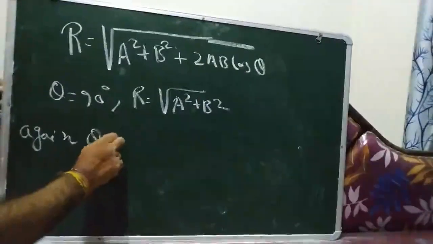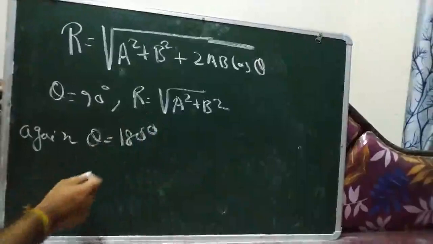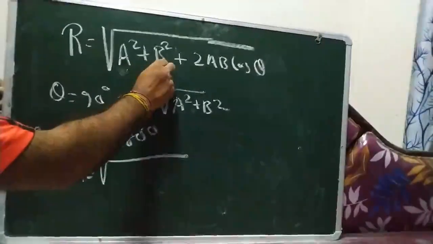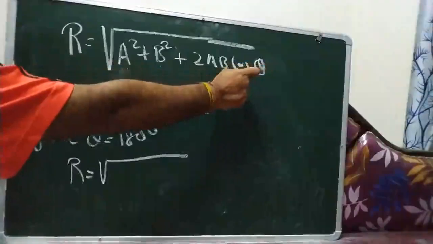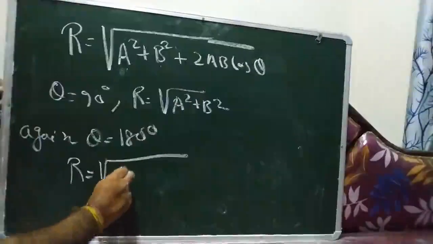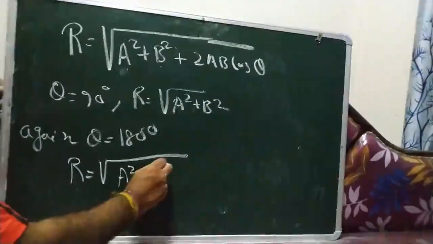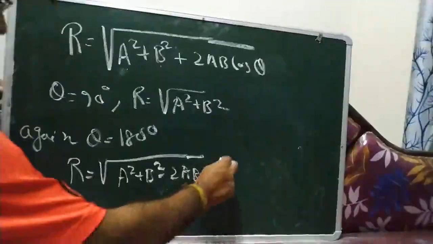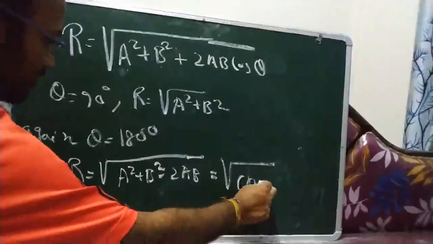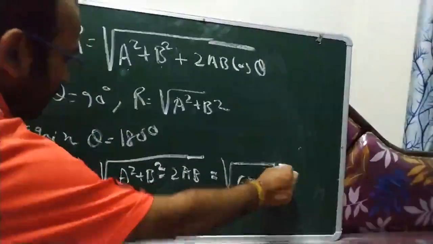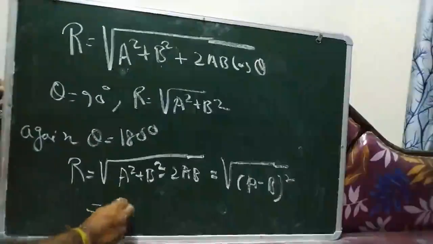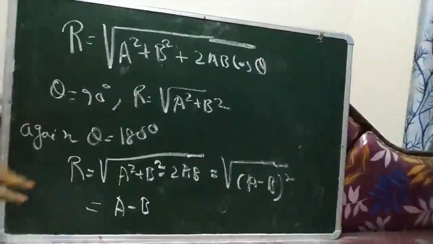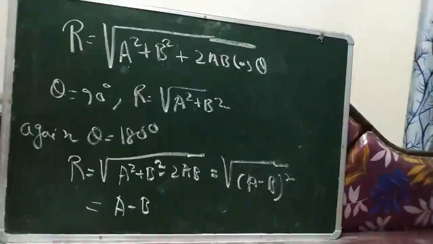Again, if theta is 180 degrees, meaning the two vectors are opposite, then R equals A square plus B square plus twice AB cos 180. Cos 180 is -1, so that will give you minus twice AB. This is the formula of (A minus B) whole square, so the square root cancels to A minus B. If theta equals 180, then R equals A minus B. Okay, so that's all about the analytical method.